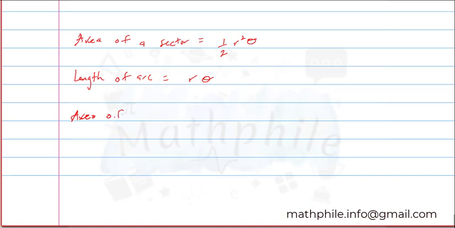Then we know area of a triangle. This is going to be 1/2 AB sine theta, where theta is the angle between the lengths A and B. Can we continue?